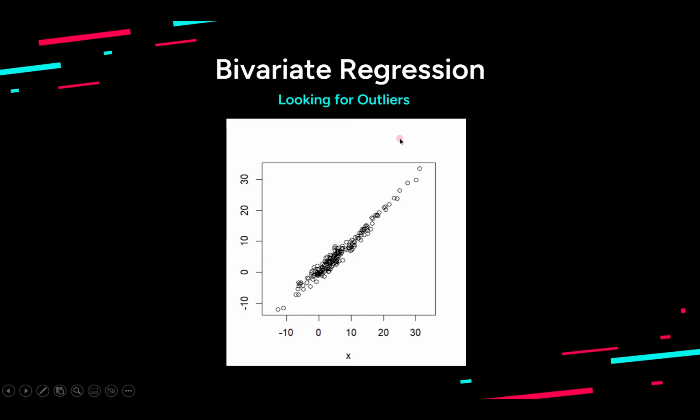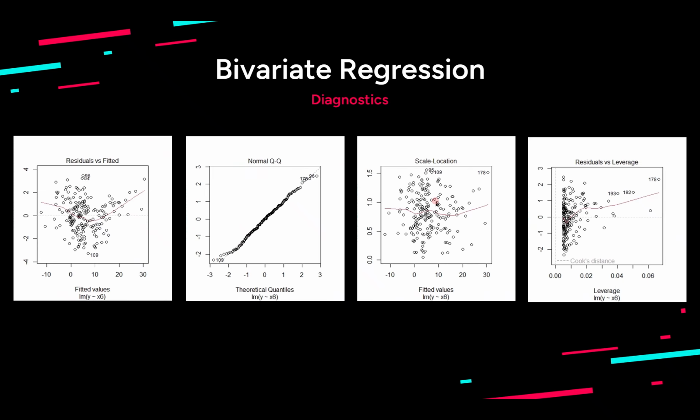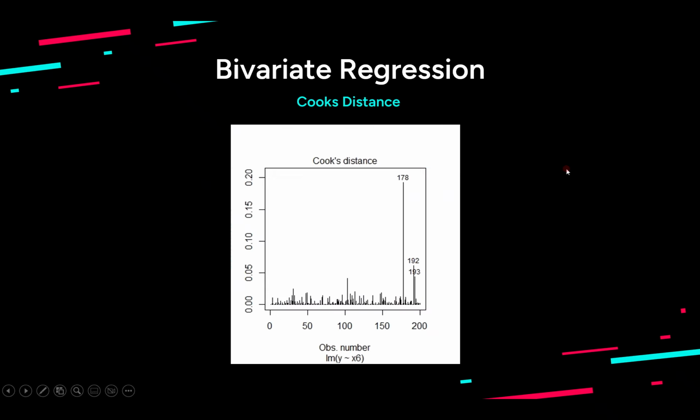But continuing on, we can look for outliers in this initial scatter plot, and we can see that there's nothing that immediately stands out here. But we can continue on to these diagnostics, and we can see that for these first three plots, everything looks relatively normal. But over here, we can see that 178 is an outlier, and this does have a bit of a suspicious shape. So we can continue to look at Cook's distance to assess the influence of these outliers and see that 178 is standing out.